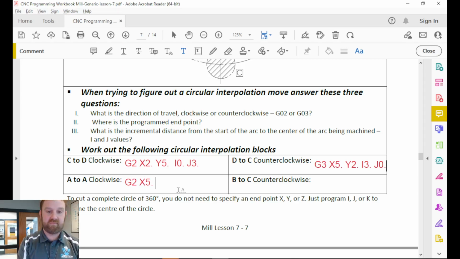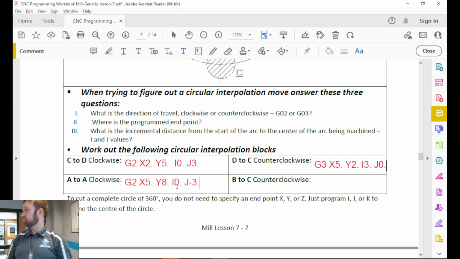X5. Y8. You got it. Yep, J negative 3. You got it. Okay. All right. We're looking pretty good there. Got one more to go and we're back up here.